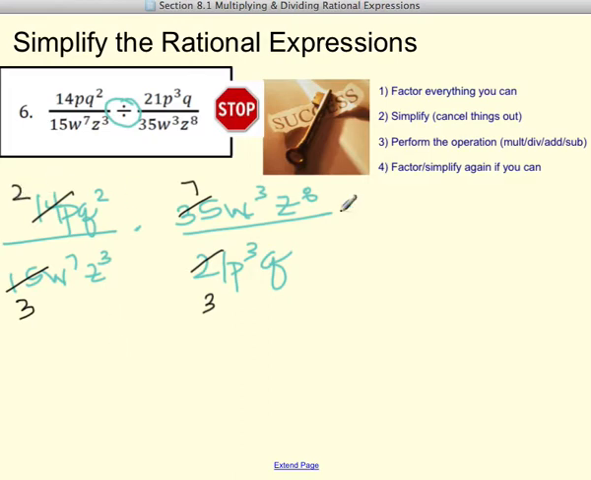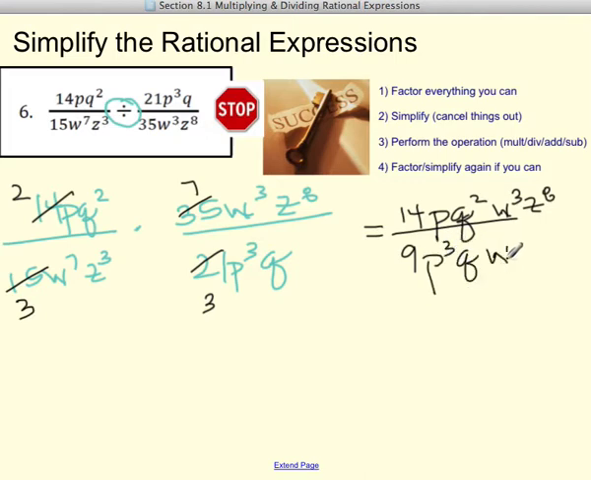Then I multiply. 2 times 7 is 14. 3 times 3 is 9. Now I'm going to go ahead and just multiply across. I would have p q squared, w to the 3rd, z to the 8th, all over p to the 3rd q, w to the 7th, z to the 3rd.